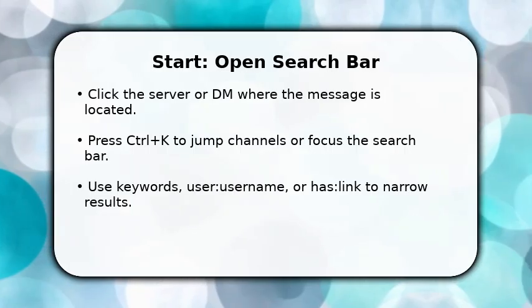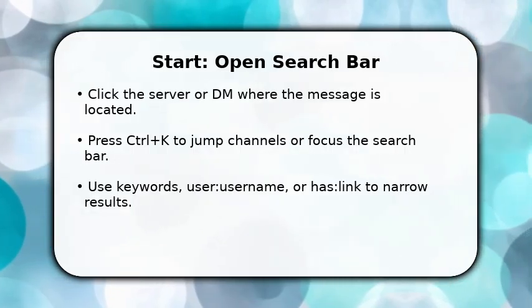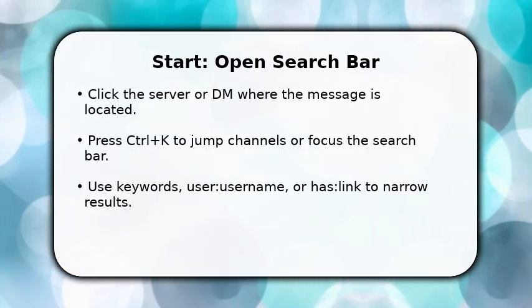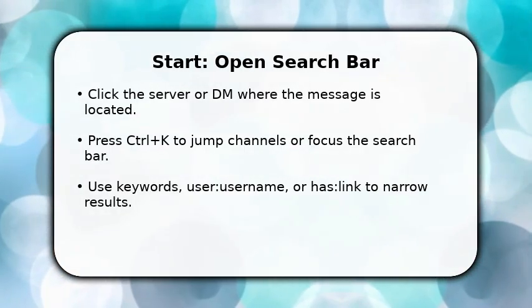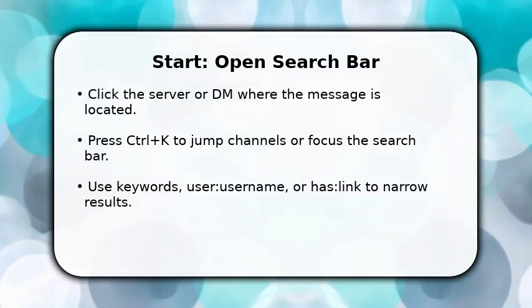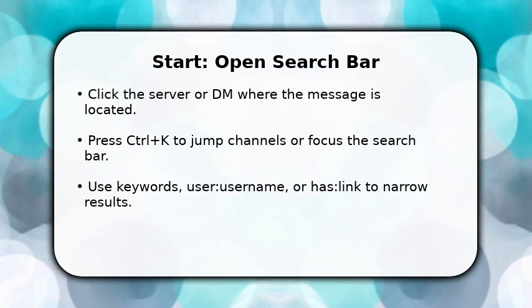This filters immediately. Then add modifiers like from username or has link to slice results. Once done, skim the top matches by timestamp. These steps prioritize relevance, so you don't waste time scrolling through unrelated history.